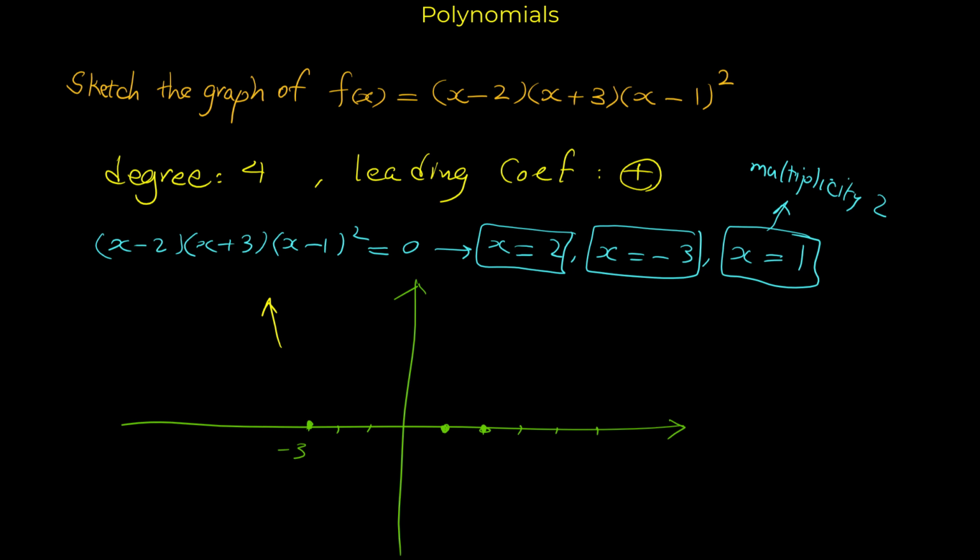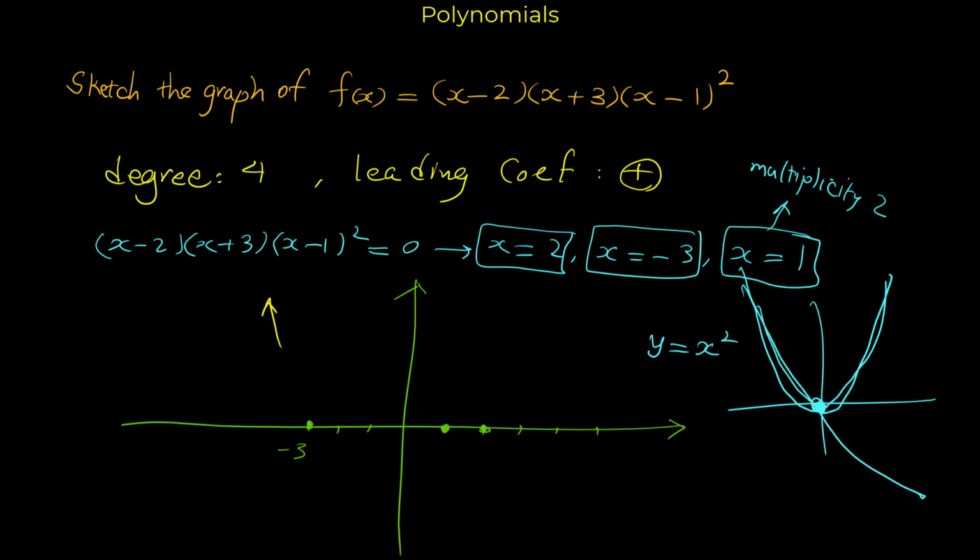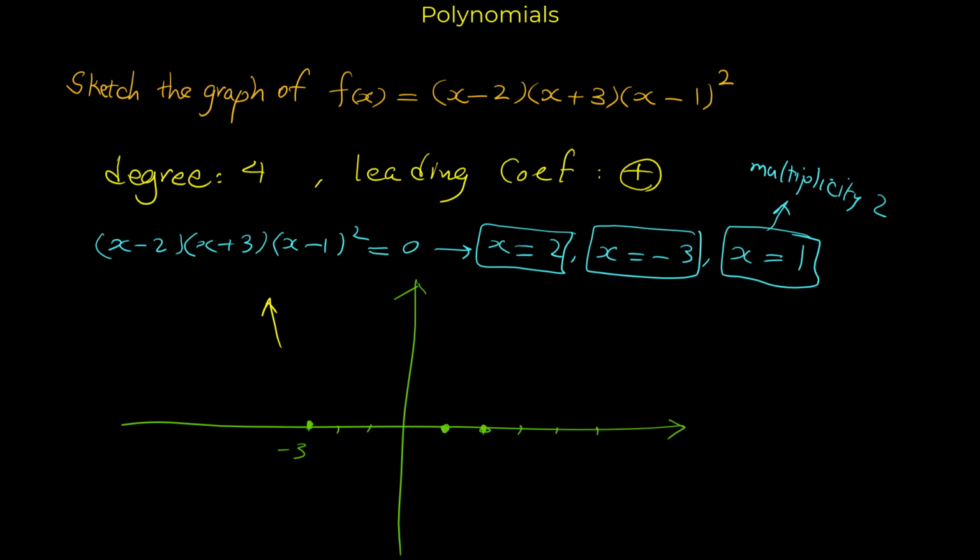Remember the graph of y equals x to the 2. The graph of y equals x to the 2 is like this. The 0 is here. When you get close to 0, what happens? You bounce. You are not going through the 0. The reason that you have to bounce is similar to the reason that when we graph x to the 2, we bounce at 0. So here, we pass through -3. But when we get close to 1, I know that I have to bounce.